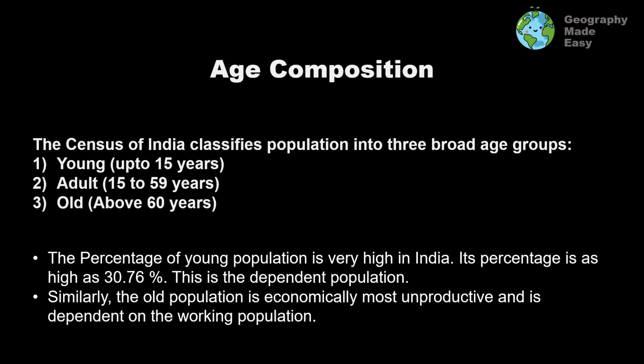Next, we move on to the next topic, which is the age composition. Age composition is when the census classifies the population on the basis of age, into three categories: the young, the adult, and the old. We have the young population up to 15 years, the adult population between 15 to 59 years, and the old population above 60 years.